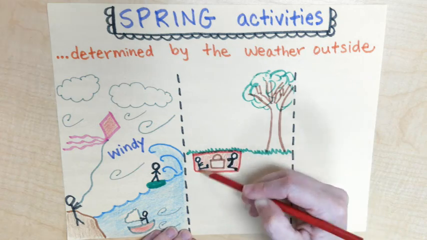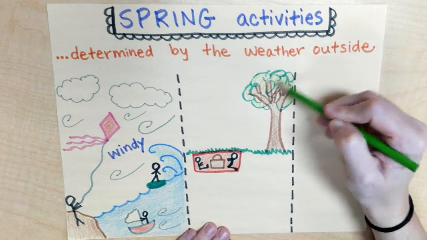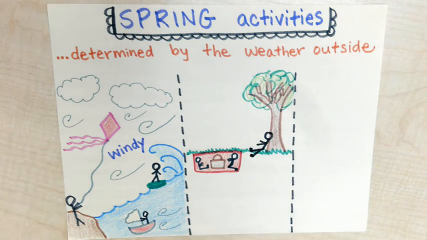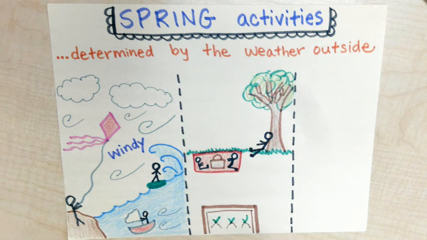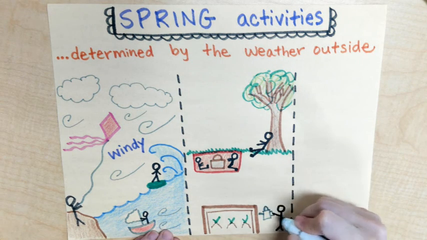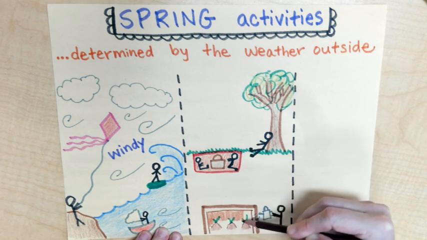But let's say we have a beautiful sunny day. We might grab a big old blanket and go outside with our family and friends and have a picnic. We might relax under a tree. We might go outside to exercise. We might do some hiking or set up a lemonade stand.